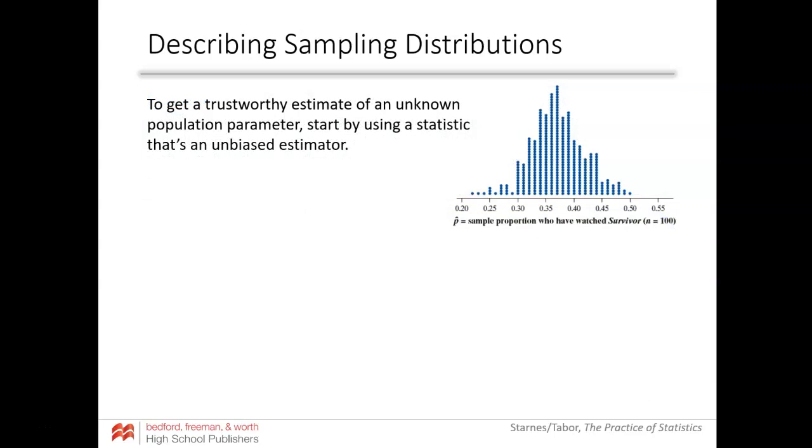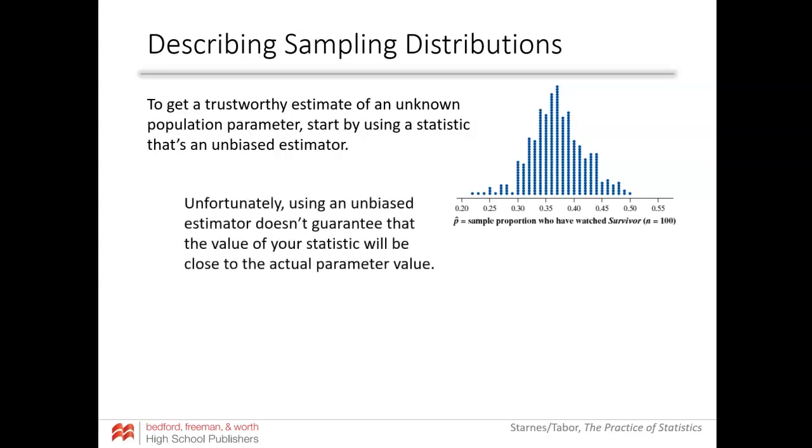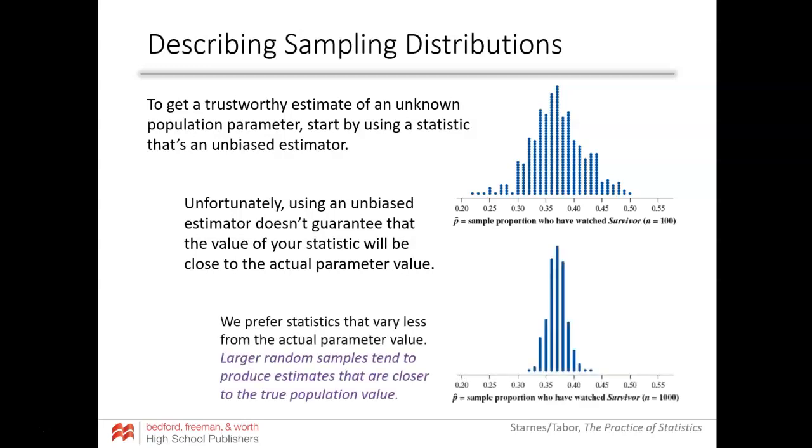To get a trustworthy estimate of an unknown population parameter, start by using a statistic that's an unbiased estimator. Unfortunately, using an unbiased estimator still doesn't guarantee that the value of your statistic will be close to the actual parameter. So we prefer statistics that vary less from the actual parameter. And we know from our previous work that larger random samples tend to produce estimates that are closer to the true population value. So instead of taking teeny tiny samples, take larger samples.